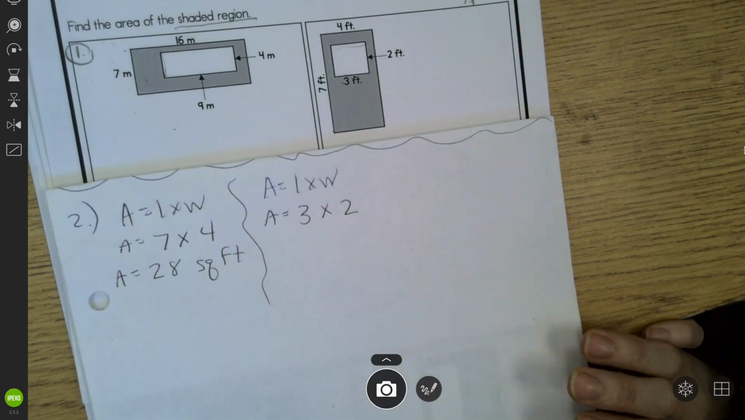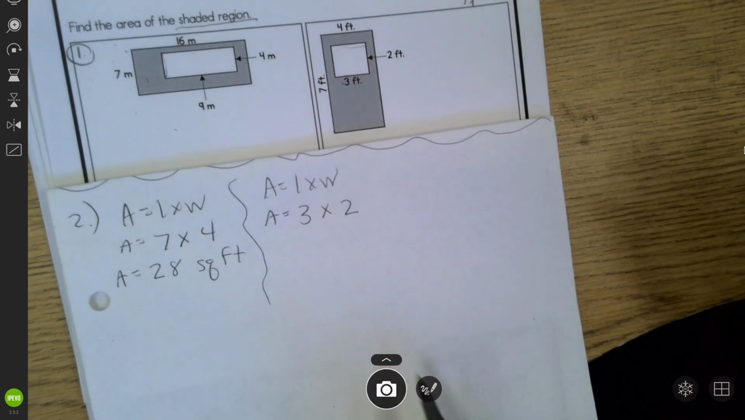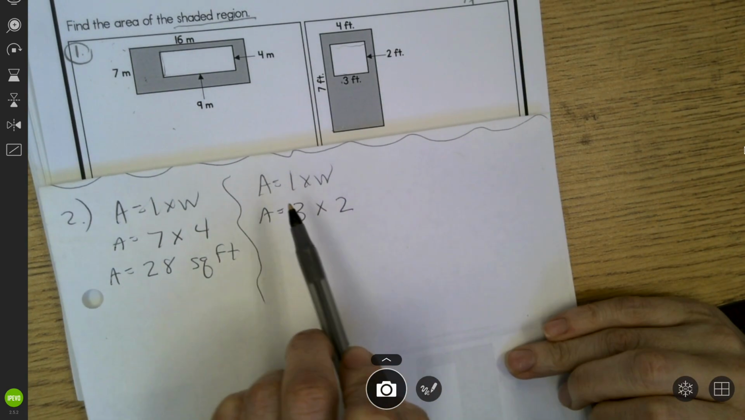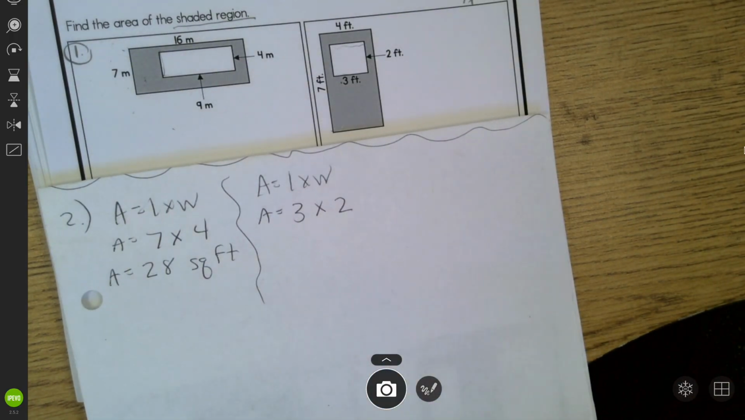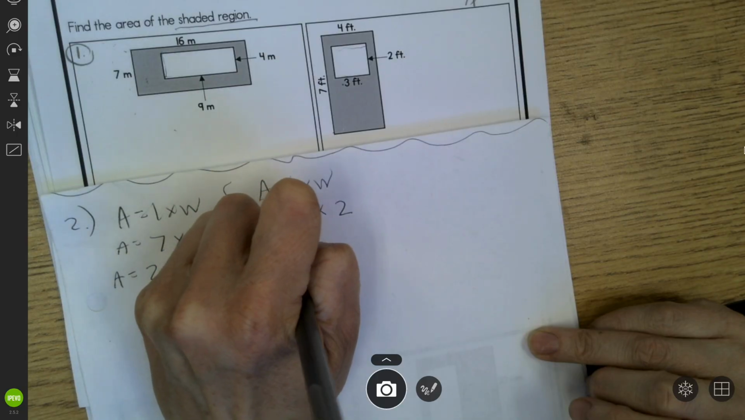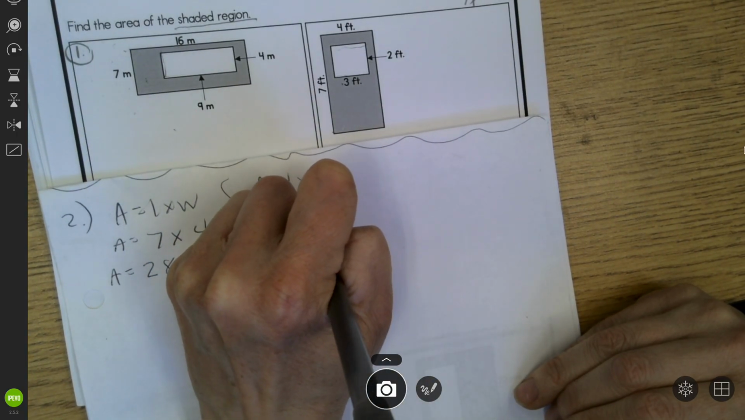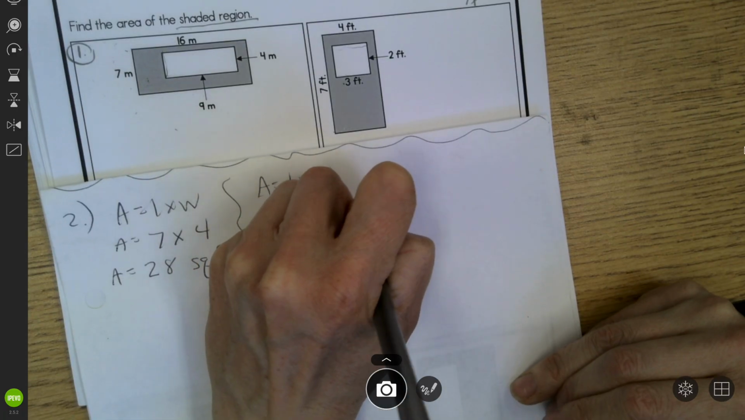If you happen to flip these, it doesn't matter, because we have the commutative property in multiplication. 3 times 2 is really the same as 2 times 3, but we're just practicing setting these up correctly based on our formula. Length is the longer side. But if you flip-flop, it's not the end of the world. All right, area equals 6 feet. Oh, 6 square feet. Whoops.